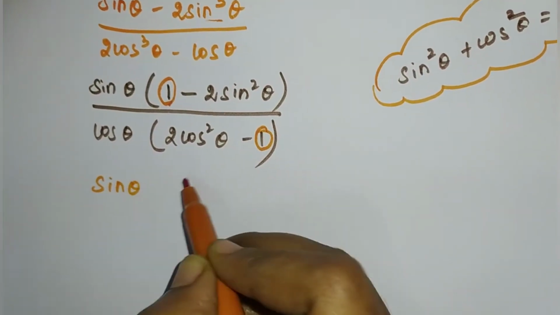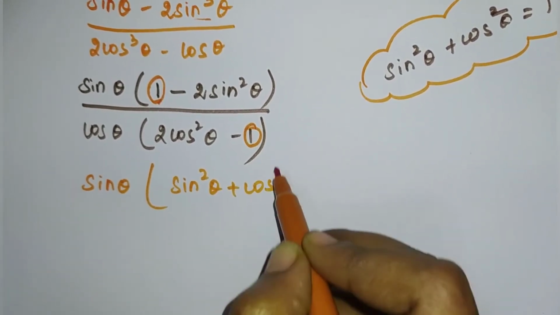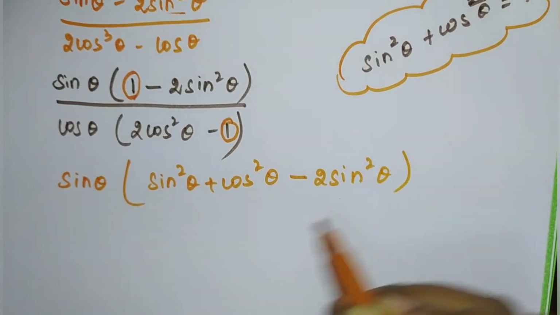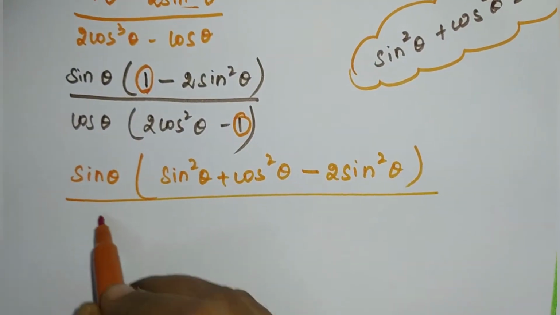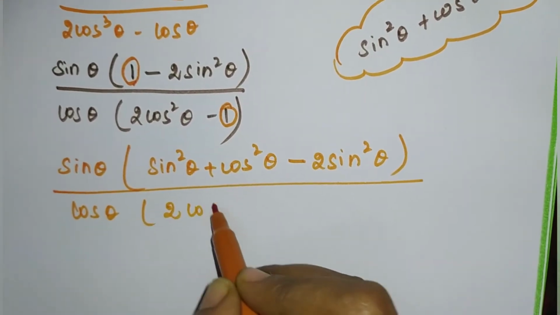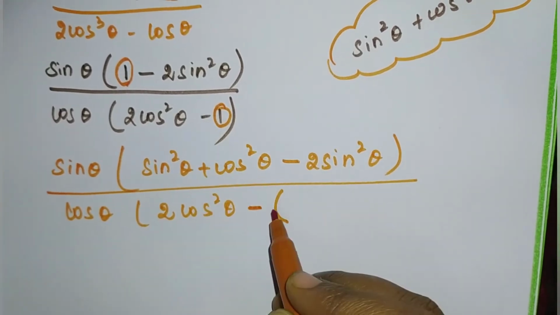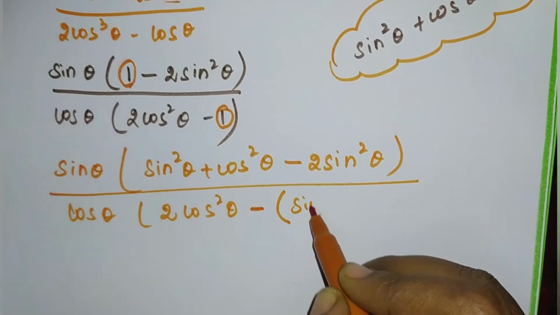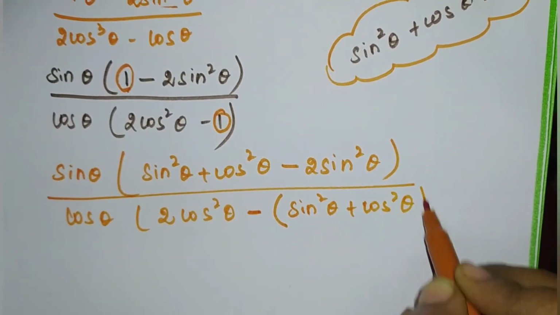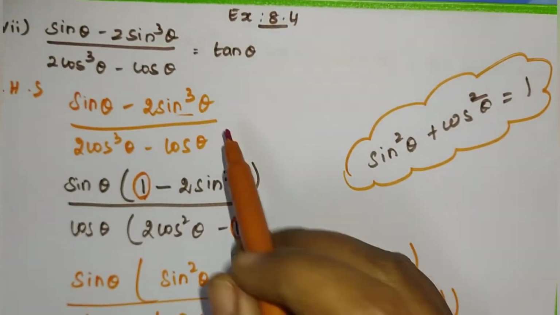So we get sin square theta plus cos square theta minus 2 sin square theta, divided by cos theta times 2 cos square theta minus bracket, because here we have negative, so draw the bracket, sin square theta plus cos square theta.